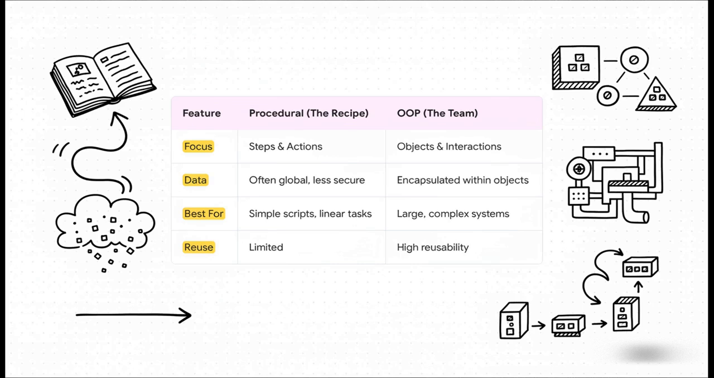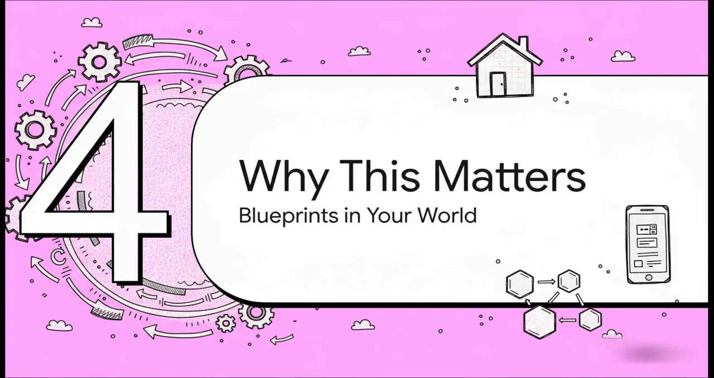With the recipe, data is often just out in the open, kind of a free-for-all, which is less secure. With the team, it's safely locked away inside each object. So, here's the bottom line. For simple scripts and linear tasks, the recipe is your winner. But for large, complex systems that need to grow and change over time, the team approach is really the only way to fly.